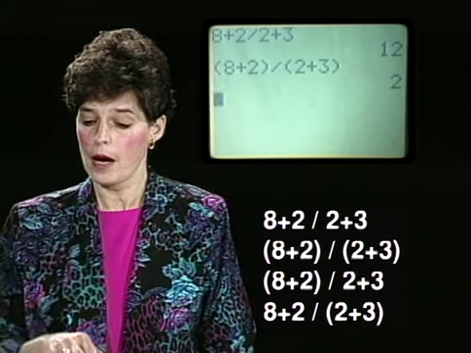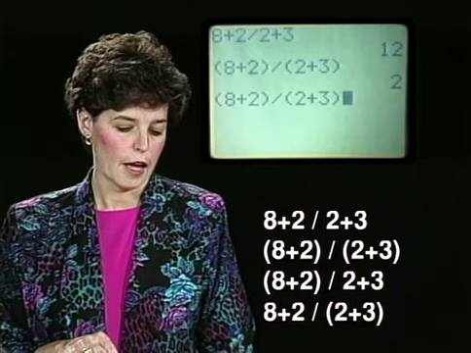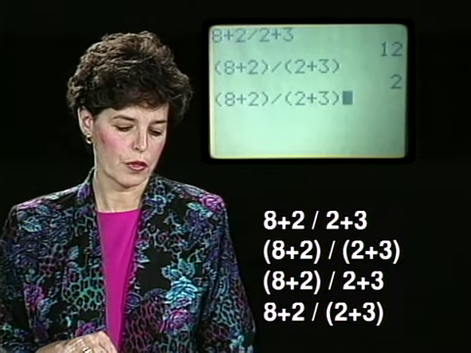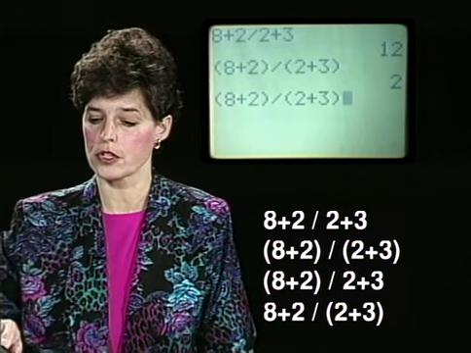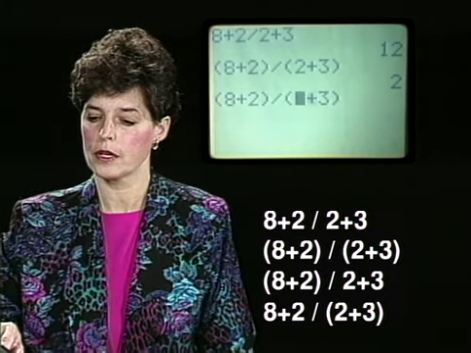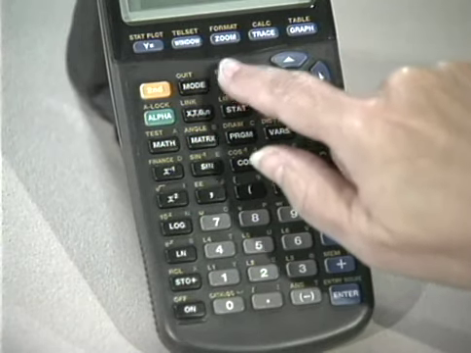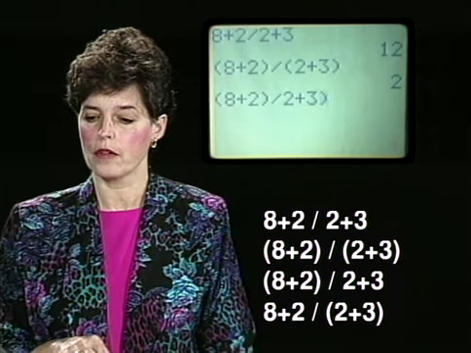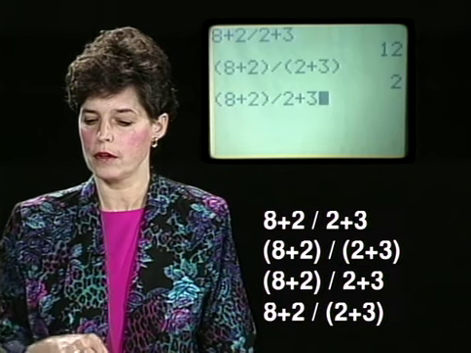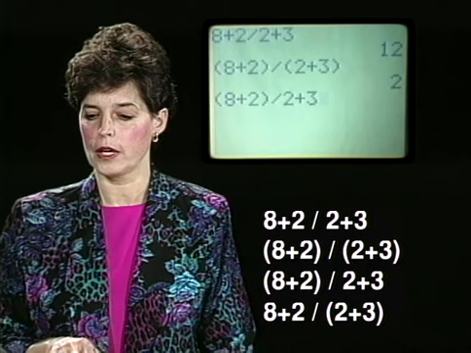Let's get the problem back by going second, Enter, and we're now going to keep the parentheses on the top but remove the ones on the bottom of this fraction. So move over to the left of the 2, press the delete key, use your arrow key again to put the cursor on the last parenthesis in there, press the delete key, and this is the problem that I would like to do.